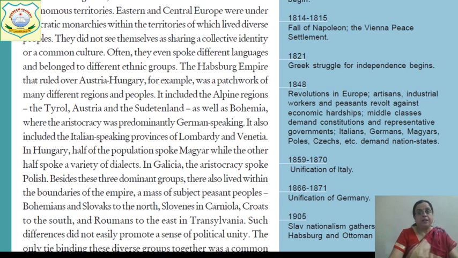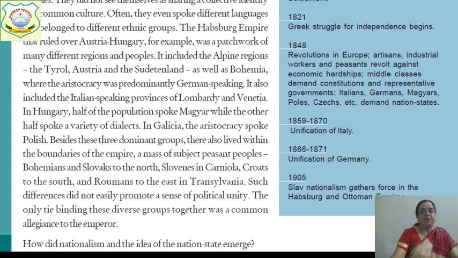In Galicia, the aristocracy spoke Polish. So in Galicia, the language of the aristocratic class, children, was Polish. Then beside these three dominant groups, there also lived within the boundaries of the empire a mass of subject peasant peoples: Bohemians and Slovaks to the north, Slovenes in Carniola, Croats to the south, and Romanians to the east in Transylvania. Such differences did not easily promote a sense of political unity.